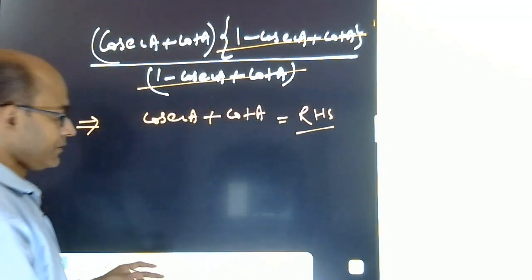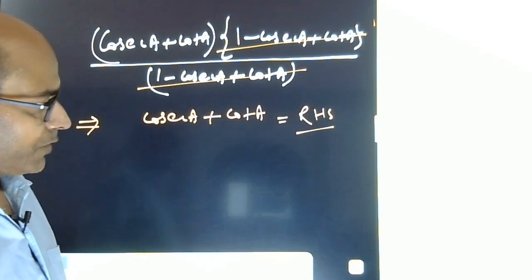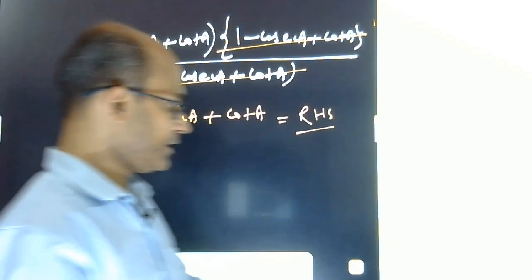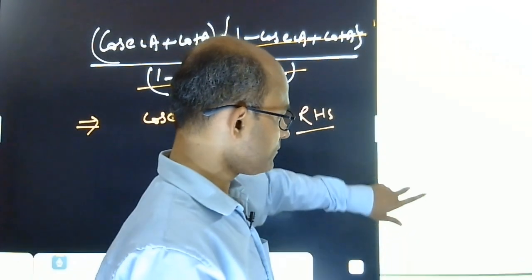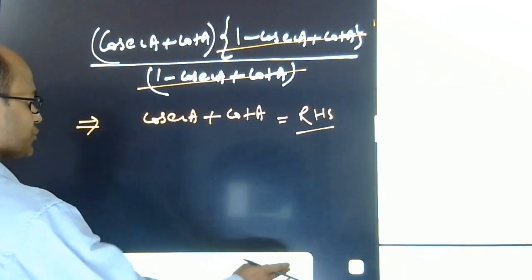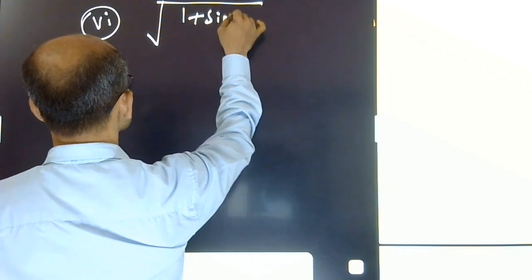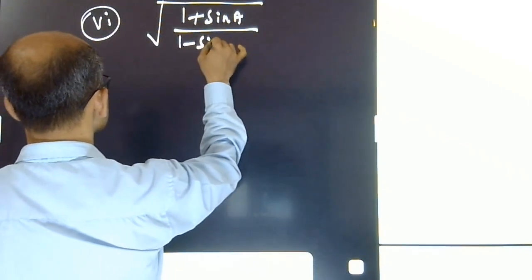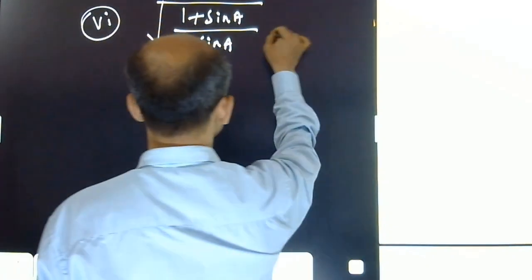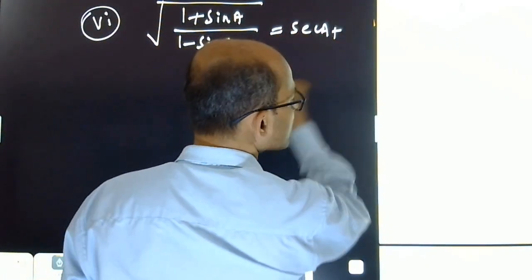Just note down if you are feeling to note. Okay, if you have already solved, that's very nice, no problem. Moving on to the next question. Okay, let's see another question. We are given the next question, question number 6. In the square root, it is given 1 plus sine A divided by 1 minus sine A, and we are required to prove it equals sec A plus tan A.